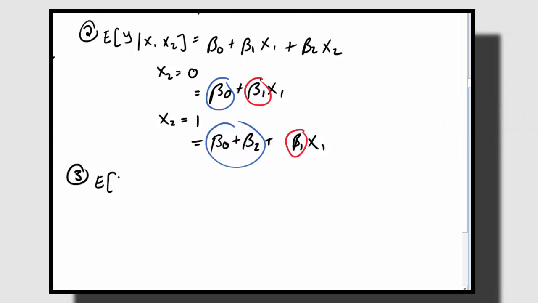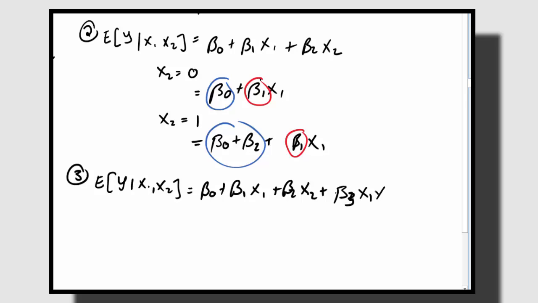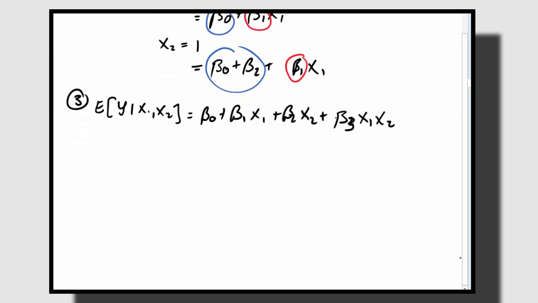I want now my expected outcome given my predictors to be beta naught plus beta 1 X1 plus beta 2 X2 plus beta 3 X1 times X2. Now, let's look at what happens. When X2 is 0, this works out to be beta naught. The beta 1 X1 is still there. Beta 2 X2, this term is 0. And beta 3 X1 times X2 is also 0 because X2 is 0 in both those cases.